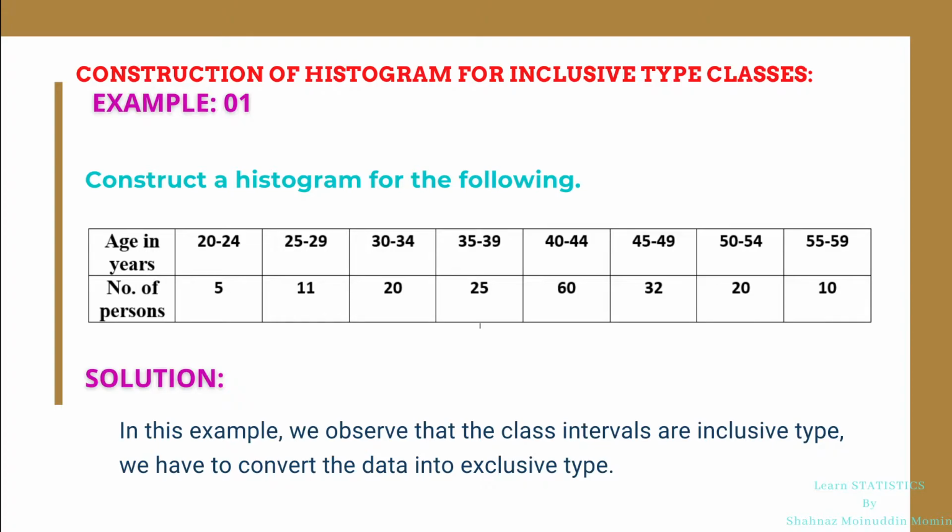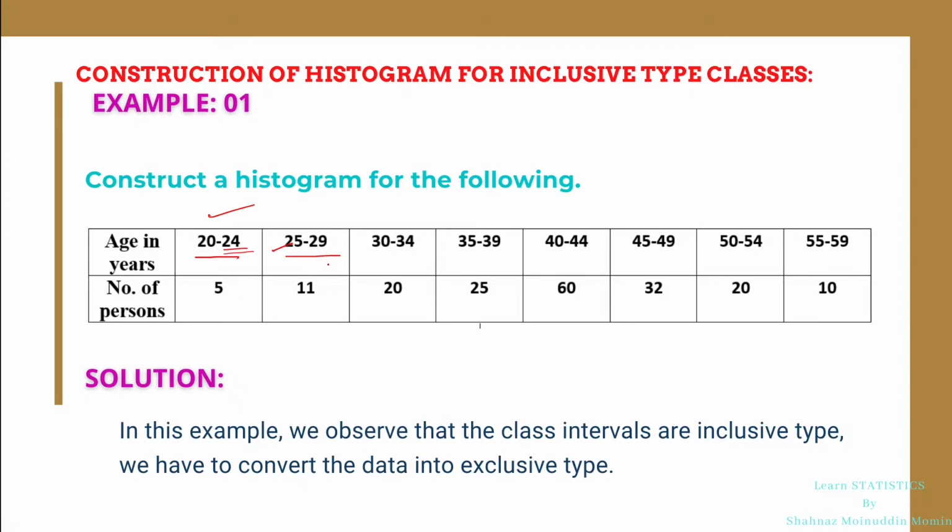Solution. In this example, we observe that the class intervals are inclusive. Let us see the first class. The first class is 20 to 24 and the next class is 25 to 29. It means that in the first class, the upper limit 24 is included in the first class itself, and the second class starts from the age 25, not from 24, since 24 is already included in the first class.